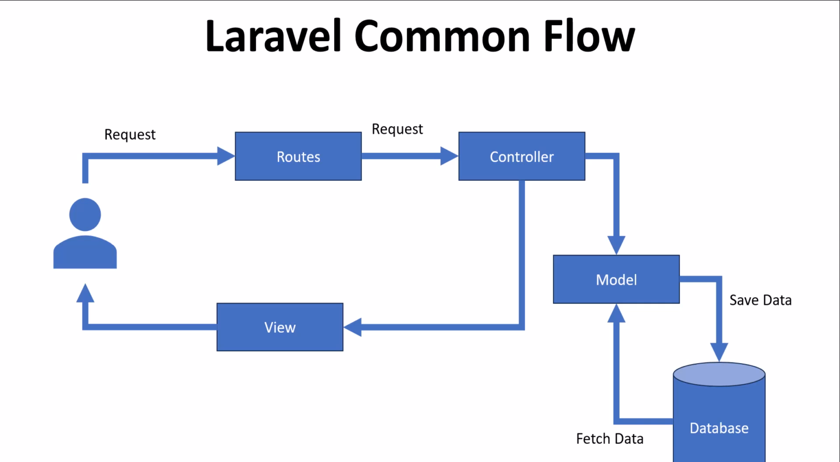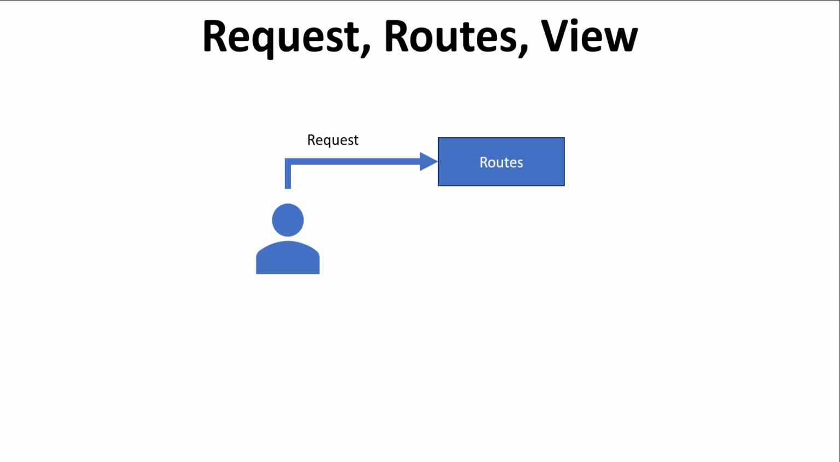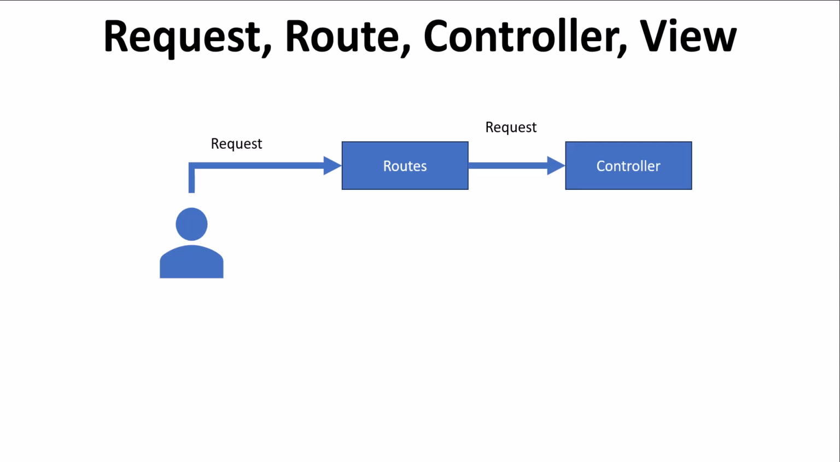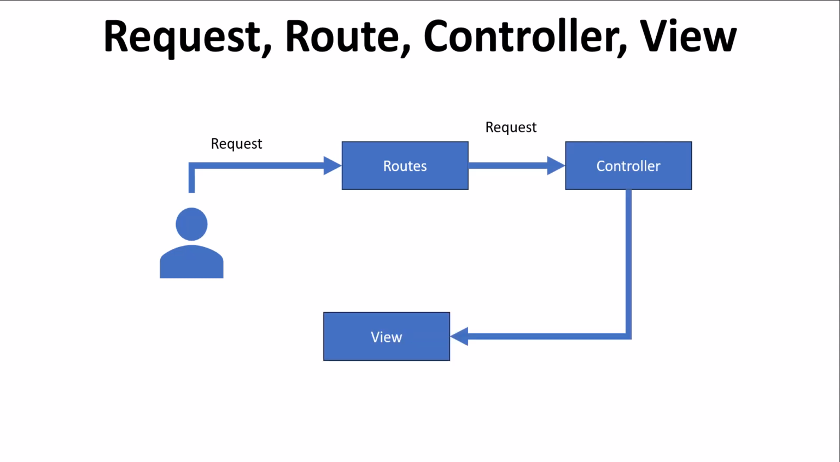But there are other flows also. This is the beauty of Laravel, that it gives you a free hand to write your code the way you like it. For example, let's see this flow where the user makes a request. The request goes to the route and from the route directly we fetch the view and send it back to the user. And there are other ways also where the user makes a request. The request goes to the route and from the route it goes to the controller. And from controller we directly fetch the view and send it back to the user.